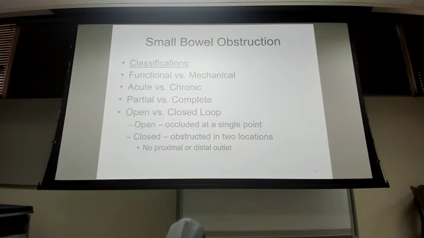We can classify it in a whole bunch of ways: functional versus mechanical, partial or complete, the whole small bowel or just part of the small bowel. Open loop or closed loop. Closed loop is really bad. There's no outlet, so there's two areas, right? There is a cinched-off obstruction somewhere proximal and also an obstruction somewhere distal. So in between, we can get ischemia and necrosis. So closed loop is obstruction in two locations. There's no outlet.